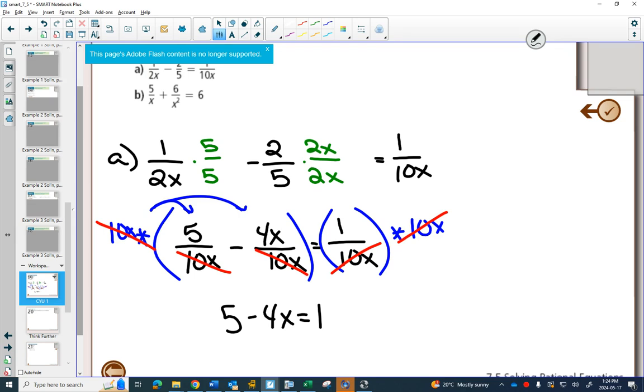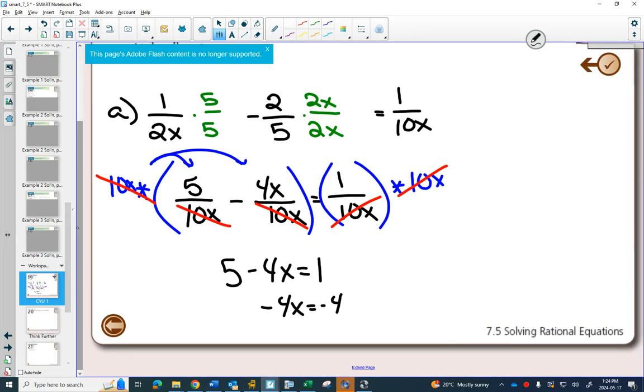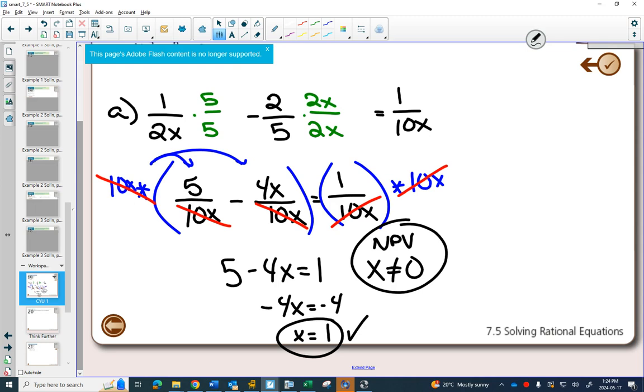with variables. Do I have like terms? Yes, so I can move my 5 over, negative 4x equals negative 4. Divide both sides by negative 4, and I get x equals 1. What was my non-permissible value? My non-permissible value, x can't equal 0, so this is okay. Perfect.